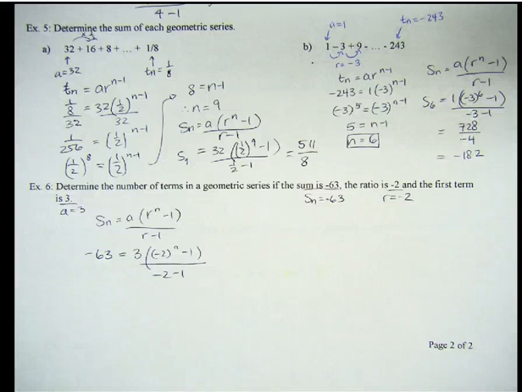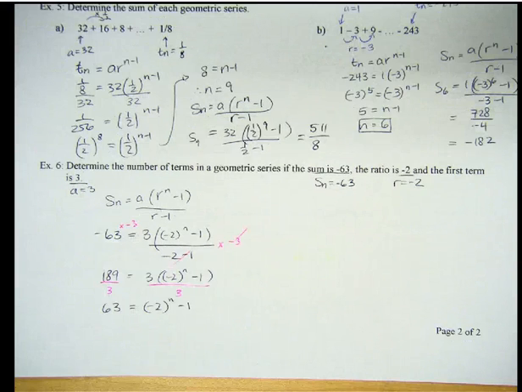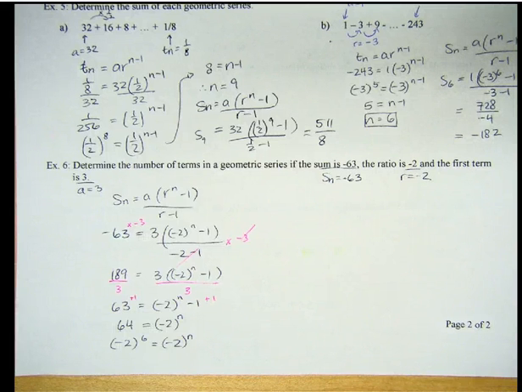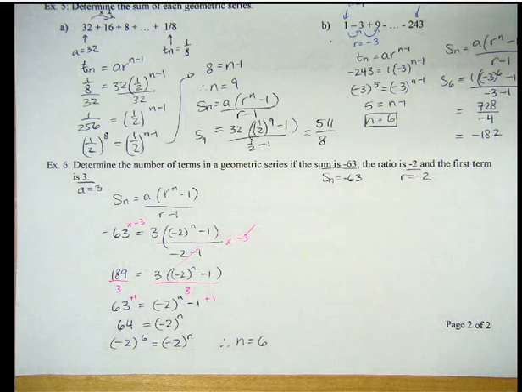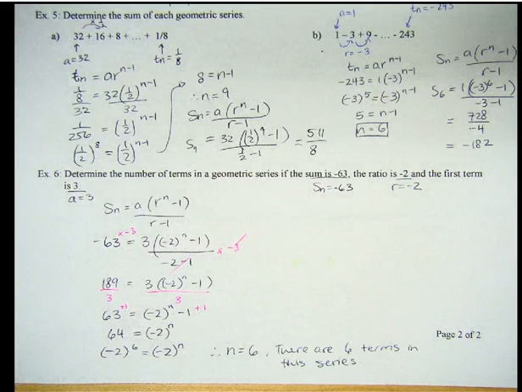Multiply both sides by -3, and we also need to divide both sides by 3. 63 equals -2 in brackets to the power of n minus 1. Move the -1 to the other side. So you get 64, which could be rewritten as -2 to the power of 6. So therefore, n equals 6, and there are 6 terms in this series. And that's it.